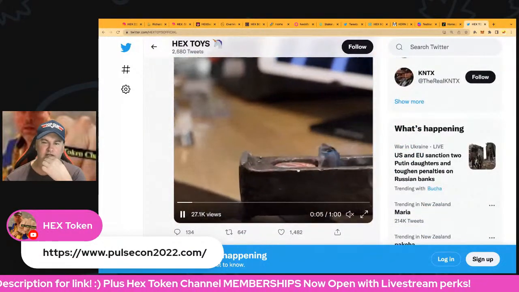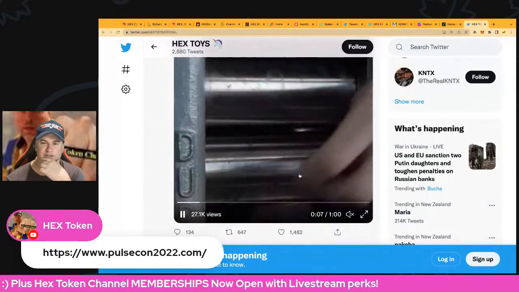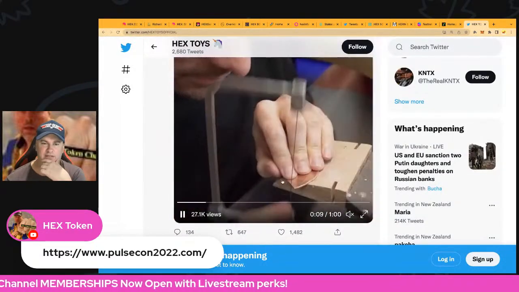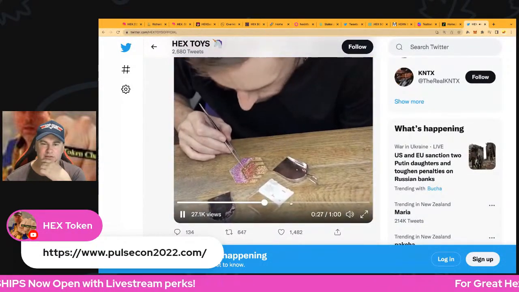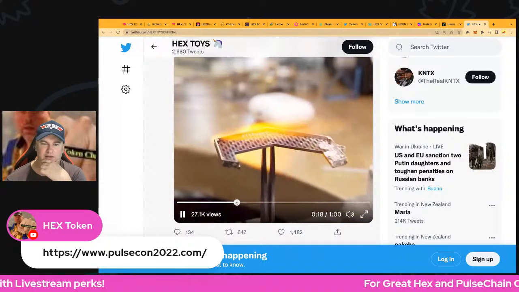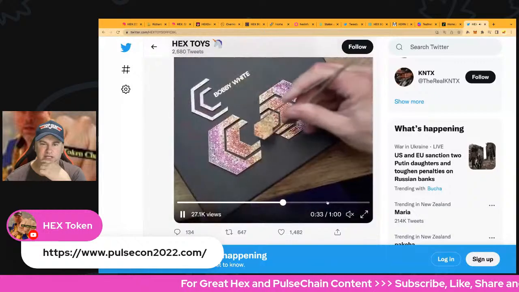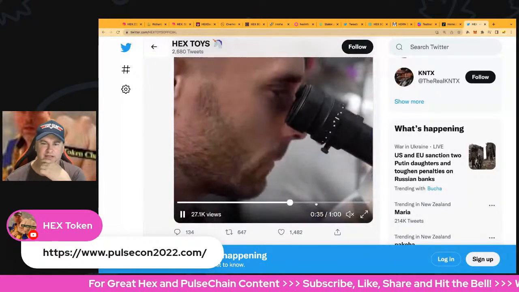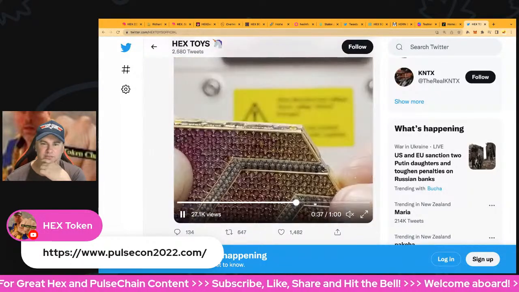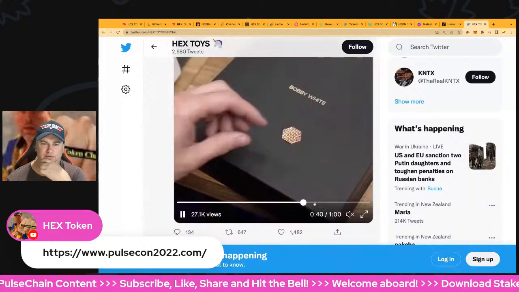This is the video. This is what you're referring to, the medallion that he made. There's the medallion here. Look at that, amazing, eh? He was making that, so pretty impressive.